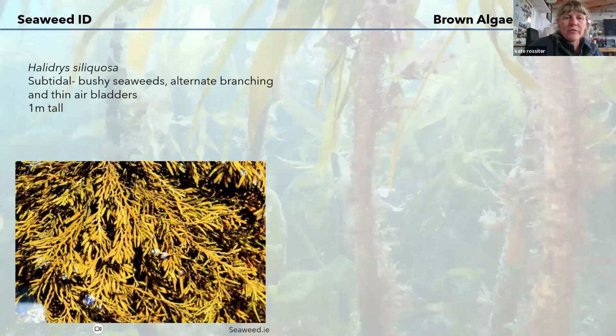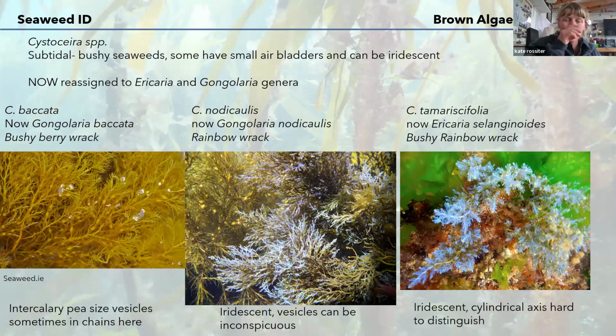Now, you could confuse this with Halidrys siliquosa, but Halidrys is very bushy and big. I'm not going to say more common, but I've noticed it a little bit more in diving than these other ones. You can see the Gongolarias and the Cystoseiras in the shallow subtidal and sometimes the low intertidal as well.